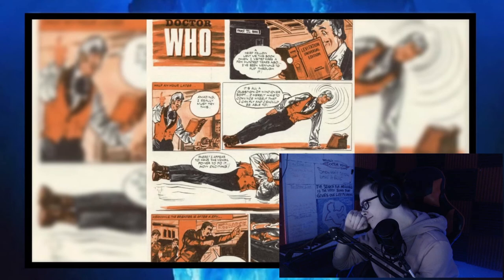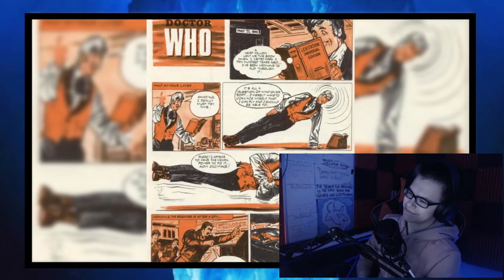So technically, the Third Doctor and every Doctor following has the ability to levitate. Oh, that is not good. I don't know, man.